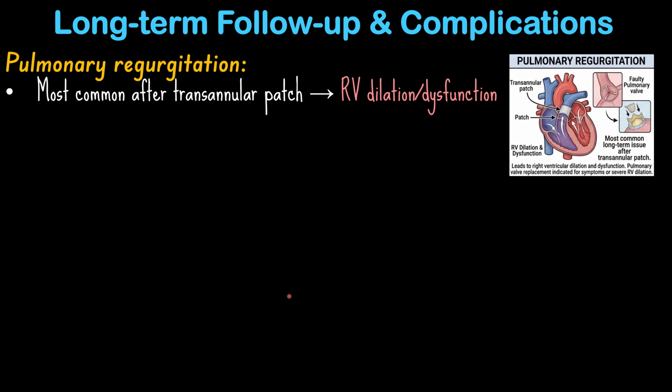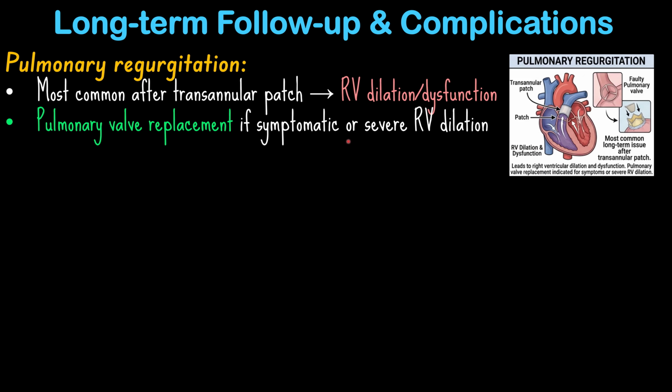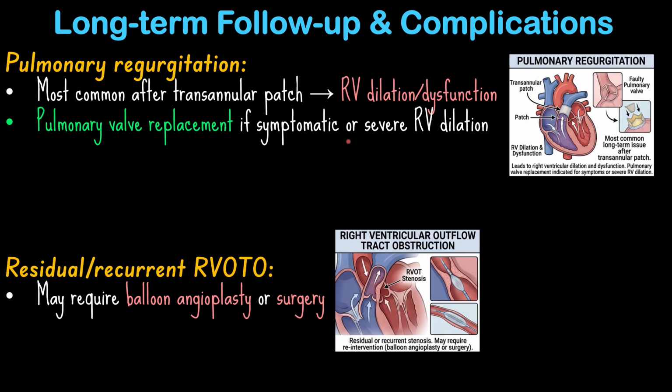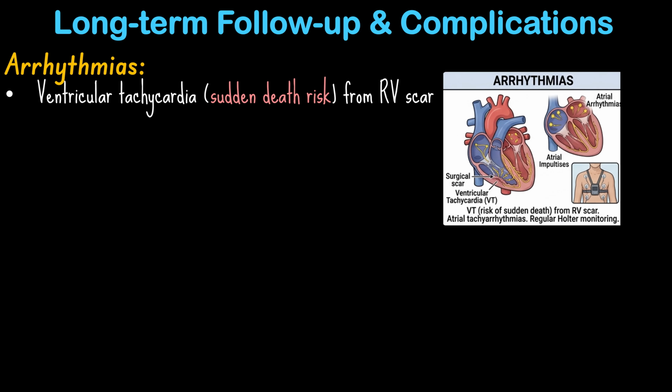Long-term follow-up is essential. Pulmonary regurgitation is the most common long-term issue after a transannular patch. It leads to right ventricular dilation and dysfunction, and pulmonary valve replacement may be needed when symptoms develop or right ventricular dilation is severe. Residual or recurrent obstruction may require balloon angioplasty or repeat surgery.